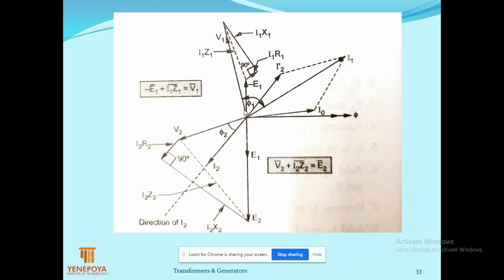I hope now we understand the difference between all three. The first three vector diagrams we have seen were without IR and IX: a simple vector diagram of the transformer on no load, and on load without IR and IX. These last three phasor diagrams are with the load and with IR and IX drop, for resistive, inductive and capacitive load. This is about the phasor diagram of the transformer on no load and on load, with and without IR and IX drop. Thank you.